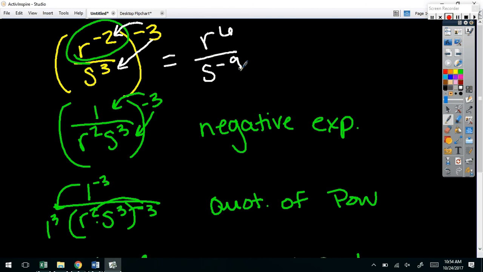That's quotient of a power and power of a power. So when you flip it, your answer would be r to the 6, s, not positive, non-negative. Which is, and I'm done.